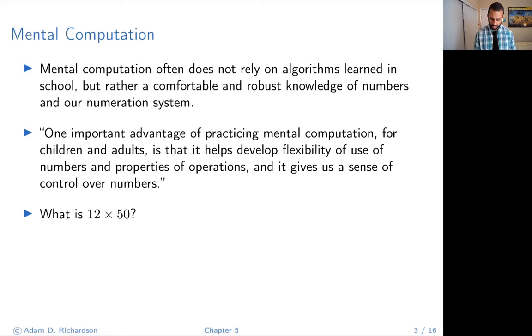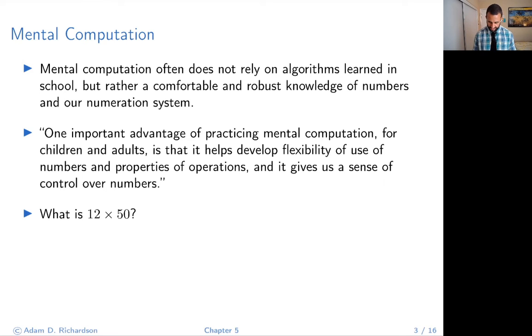So some of you might have gone straight to something that looks like this. And if you did, that's okay, but that's the algorithmic way. So what we want to focus on in this chapter is doing such things without an algorithm, using our numeracy that we've developed over the last couple modules. Okay, so what is 12 times 50?